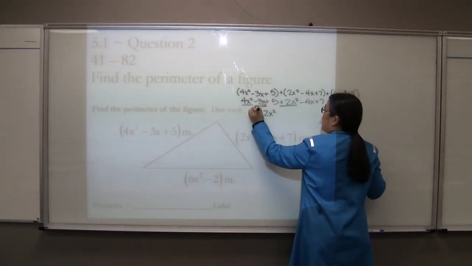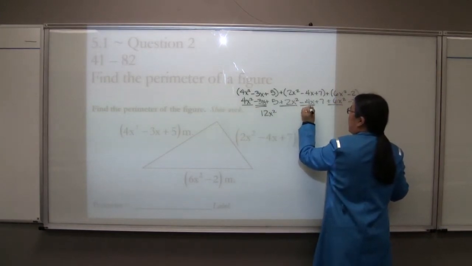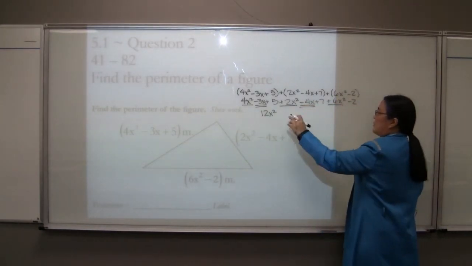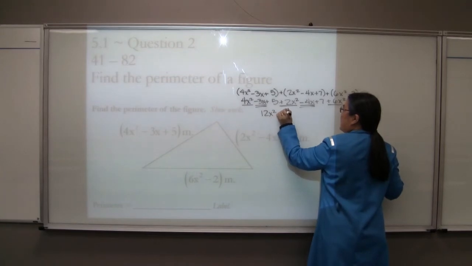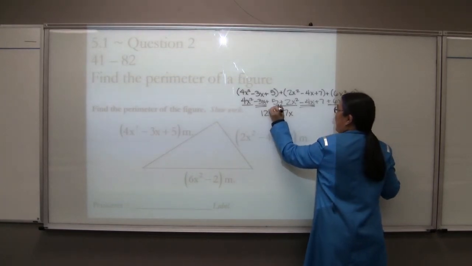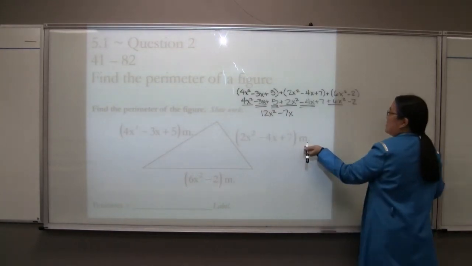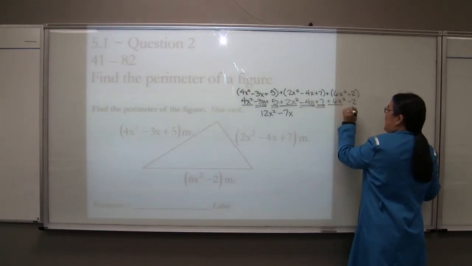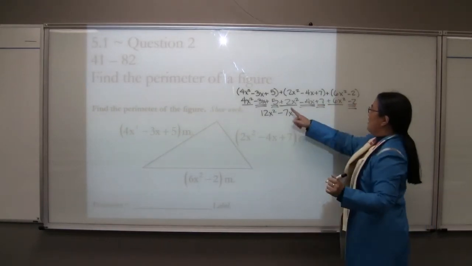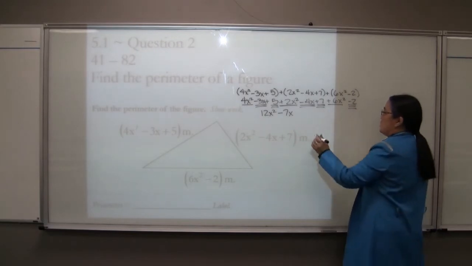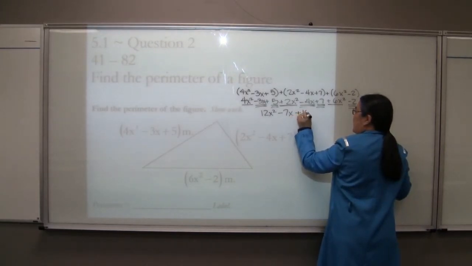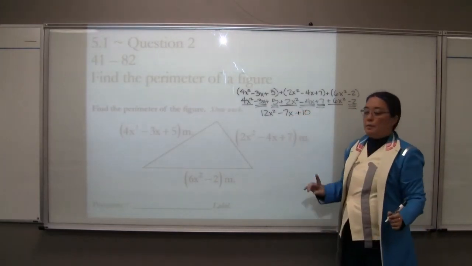Now these are the x terms, and this is an x term, and this one didn't have an x term. So these two go together and get me minus 7x. And then that is a plain number. That is a plain number, and that is a plain number. So 5 plus 7 is 12. Minus 2 gives me 10. But wait, there's more. You also have to label it.